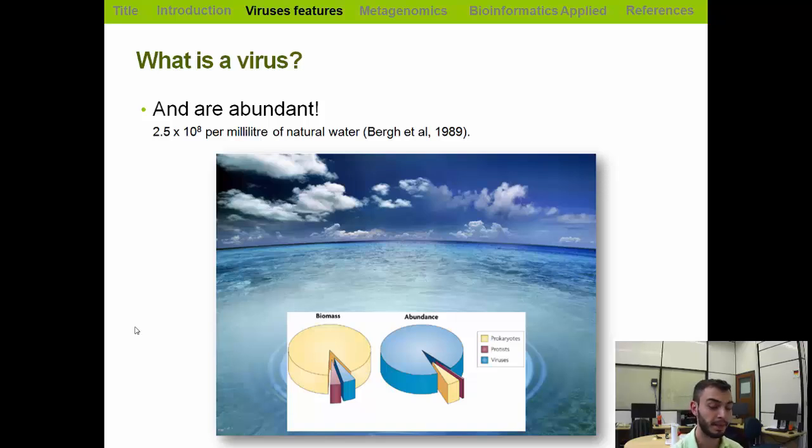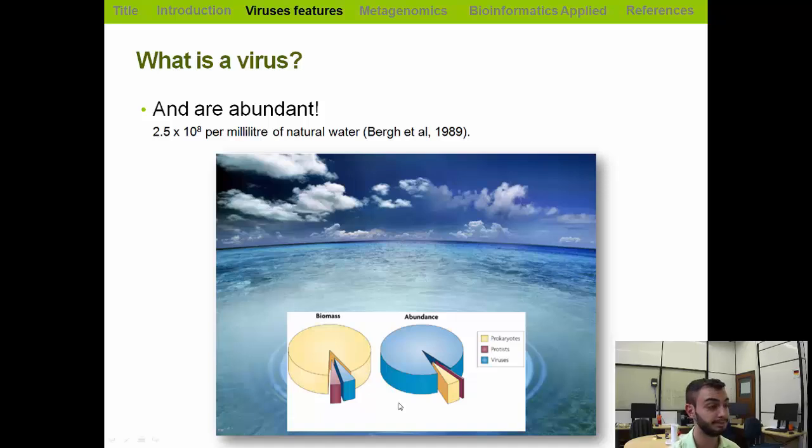So it's a lot. And here I bring you some pie graphs. In this graph, if you catch all the living organisms in the ocean and you weigh them, you have this biomass estimation, and most of them are prokaryotes, bacteria and archaea, and just this little bit is virus. But if you measure the abundance of these organisms, you find that there are many more viruses than prokaryotes or protists or all the organisms together.